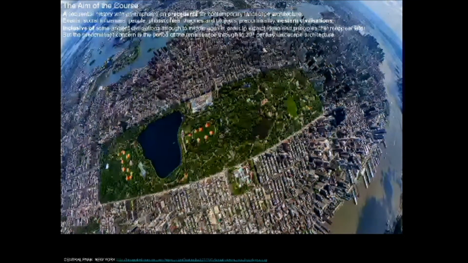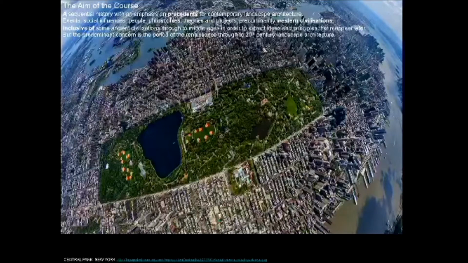The aims of the course are to provide a sequential history with an emphasis on precedents for contemporary landscape architecture. I include events, social influences, people, philosophies, theories, and of course, most importantly, projects. So we're going to look at a lot of designed landscapes from around the world.